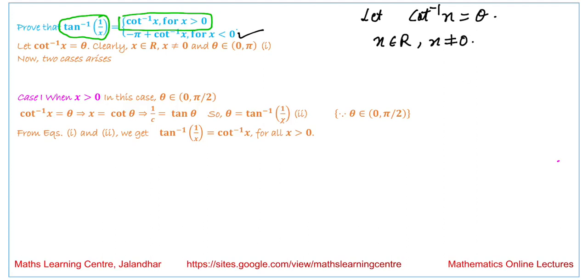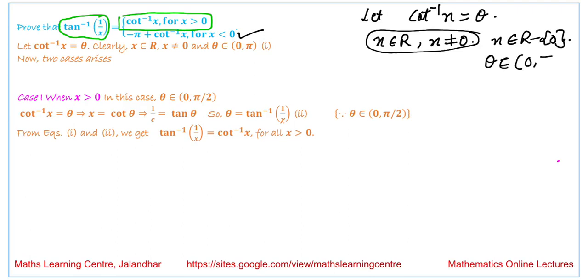x is not equal to 0. So we can write that the value of x belongs to R minus {0}, all real numbers except 0. And the value of theta belongs to (0, pi).